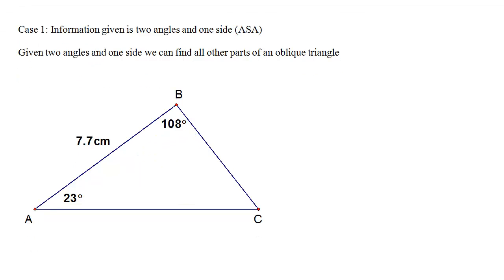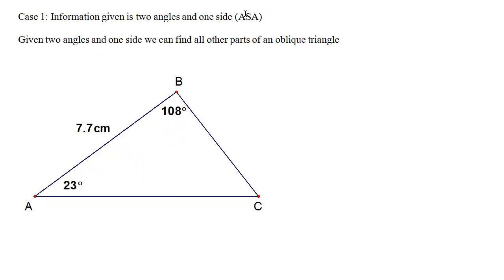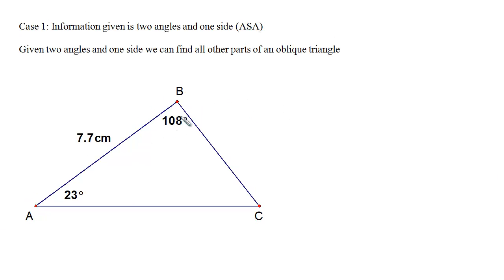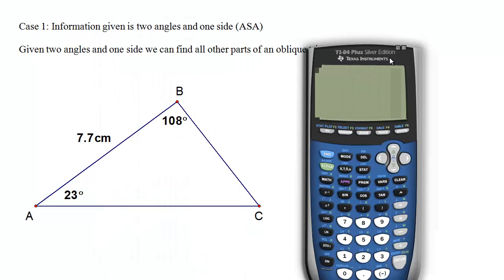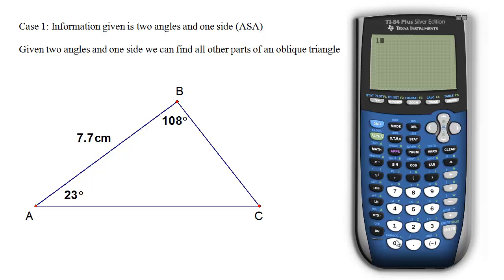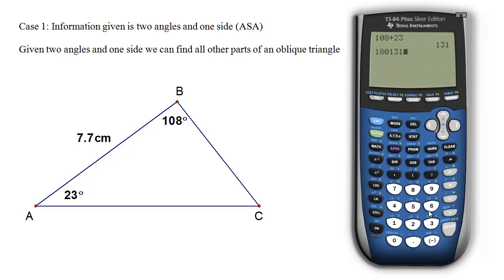But first, let's do some examples using our angle side angle. So in this case, I have two angles and one side. So knowing triangle sum, I know that 108 plus 23, the interior angles of every triangle, will always sum to 180. So I have 131 degrees already. I take that away from 180, and I get 49. So I have my three angles.